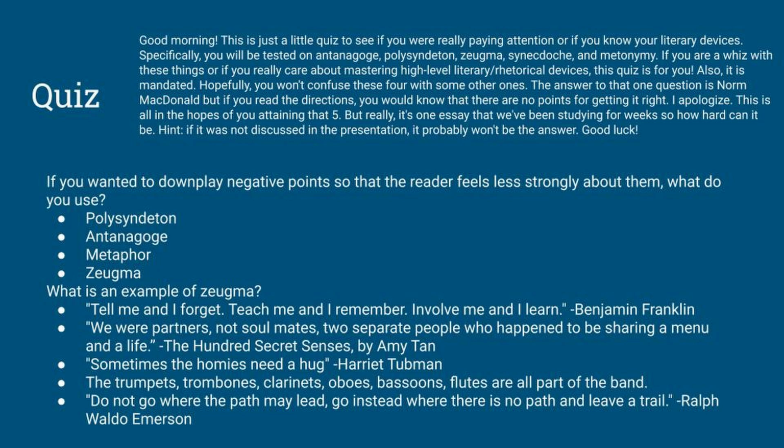What's up, guys? My name is Ryan, and we're gonna have a quiz right now. The first question: if you wanted to downplay negative points so that the reader feels less strongly about them, what do you use? Polysyndeton, antenagoge, metaphor, or zeugma? Write your answers down now.